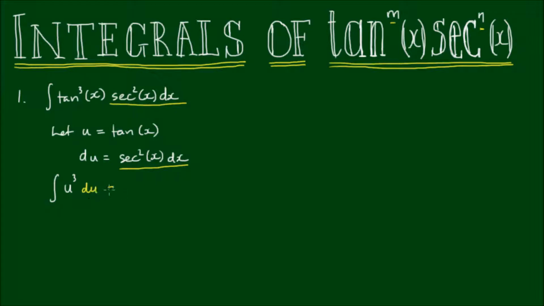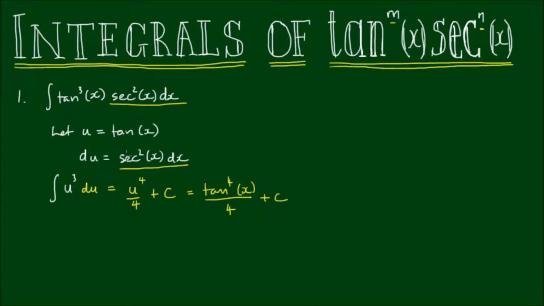So the integral simply becomes the integral of u cubed by du. So this is simply a power integral, and the result is u to the fourth on four plus the integration constant c. And u being equal to tan x, we write the result as equal to tan to the fourth power of x on 4 plus c.